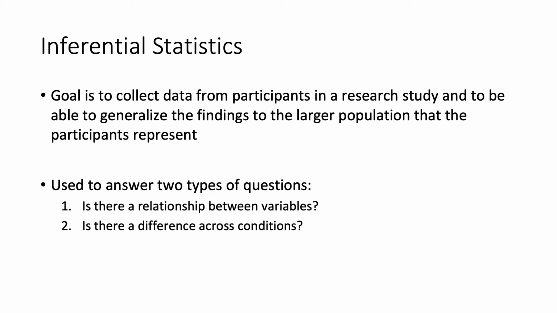When we look at inferential statistics, they are used when the goal is to take data or measures of certain characteristics from a research study and from these make generalizations or inferences about the same characteristics of a larger group. There are generally two types of questions that can be answered when using statistics for purposes of inference. One, is there a relationship between variables? And two, is there a difference across conditions?